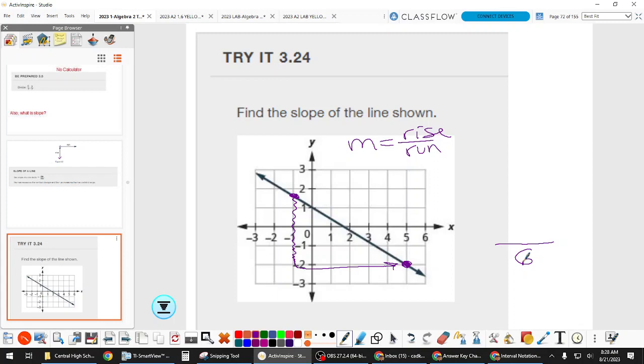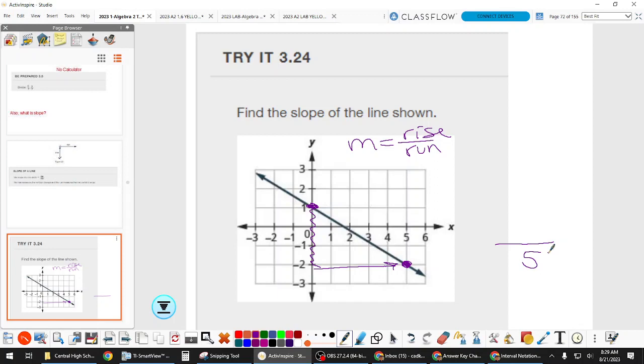It went from... Why did I put a point in the middle of nowhere? Are you guys like, what the heck is he talking about? I'm not even in the right spot here. There we go. Okay, now what's the run?